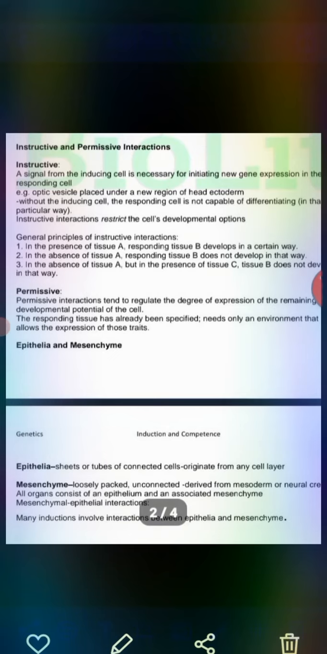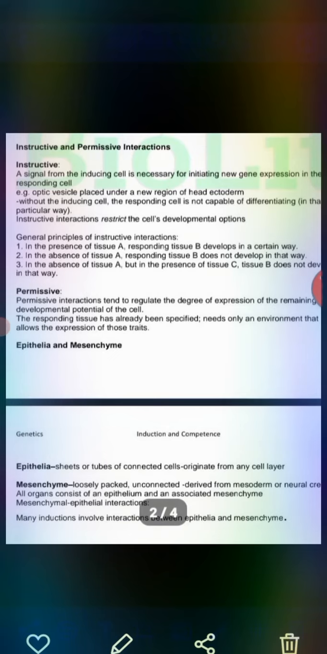In the instructive interaction we need an inducer and a responder. An inducer is necessary for the responder for the induction process, that is, for the responder to express its genes. The inducer sends signals to the responder, and the responder is competent to the inducer, that is, it accepts the signal and responds to the signals sent by the optic vesicle for the formation of lens to determine its future fate.